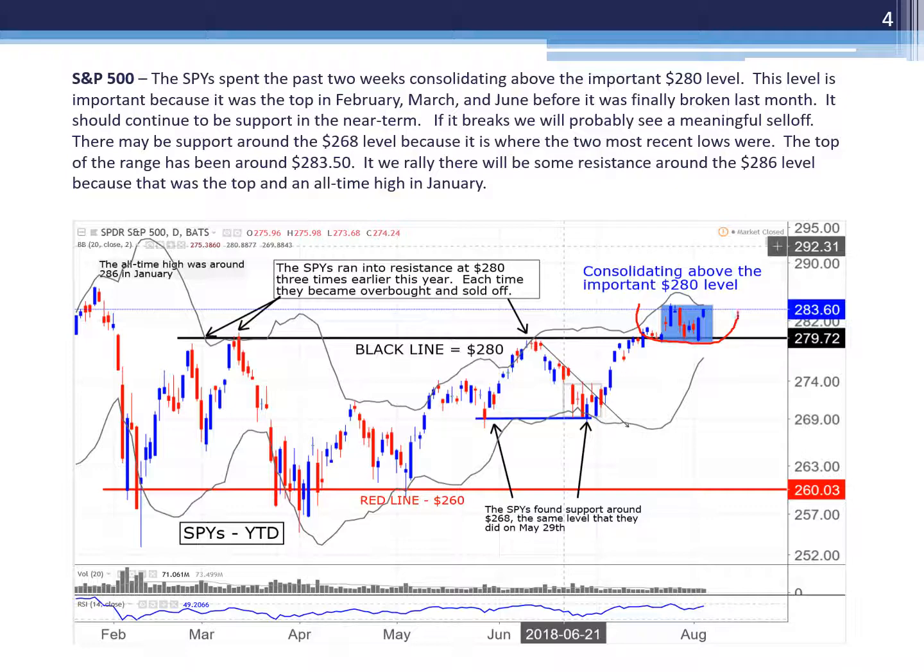Okay, so the SPYs have been consolidating over this important 280 level. You can see 280 is important because it was resistance here, it was resistance here, it was resistance here. But each of these times it became overbought. See? Overbought above this Bollinger Band, which shows that it's more than 2 standard deviations out of its normal trading range.